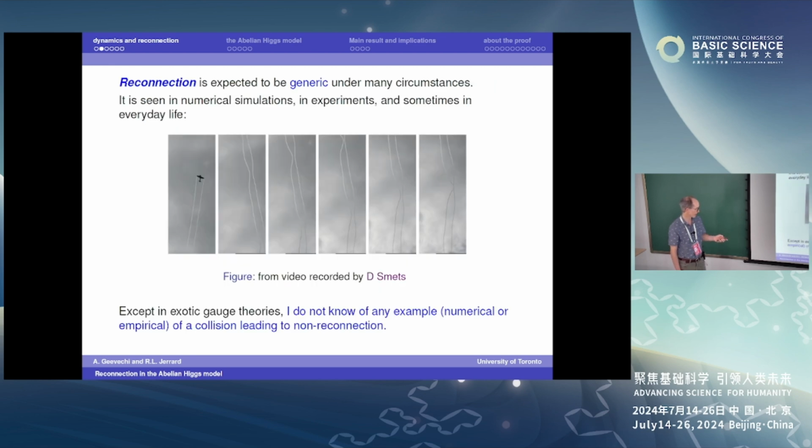In fact, this reconnection is expected to be generic under many circumstances. It's seen in numerical simulations and experiments, and it can be seen in daily life. These are images from a video recorded by my collaborator, D.A. Smets, at an air show outside of Paris. Here, this airplane is flying, and as it flies, it sheds vortices off the wings. And so these are counter-rotating vortices.